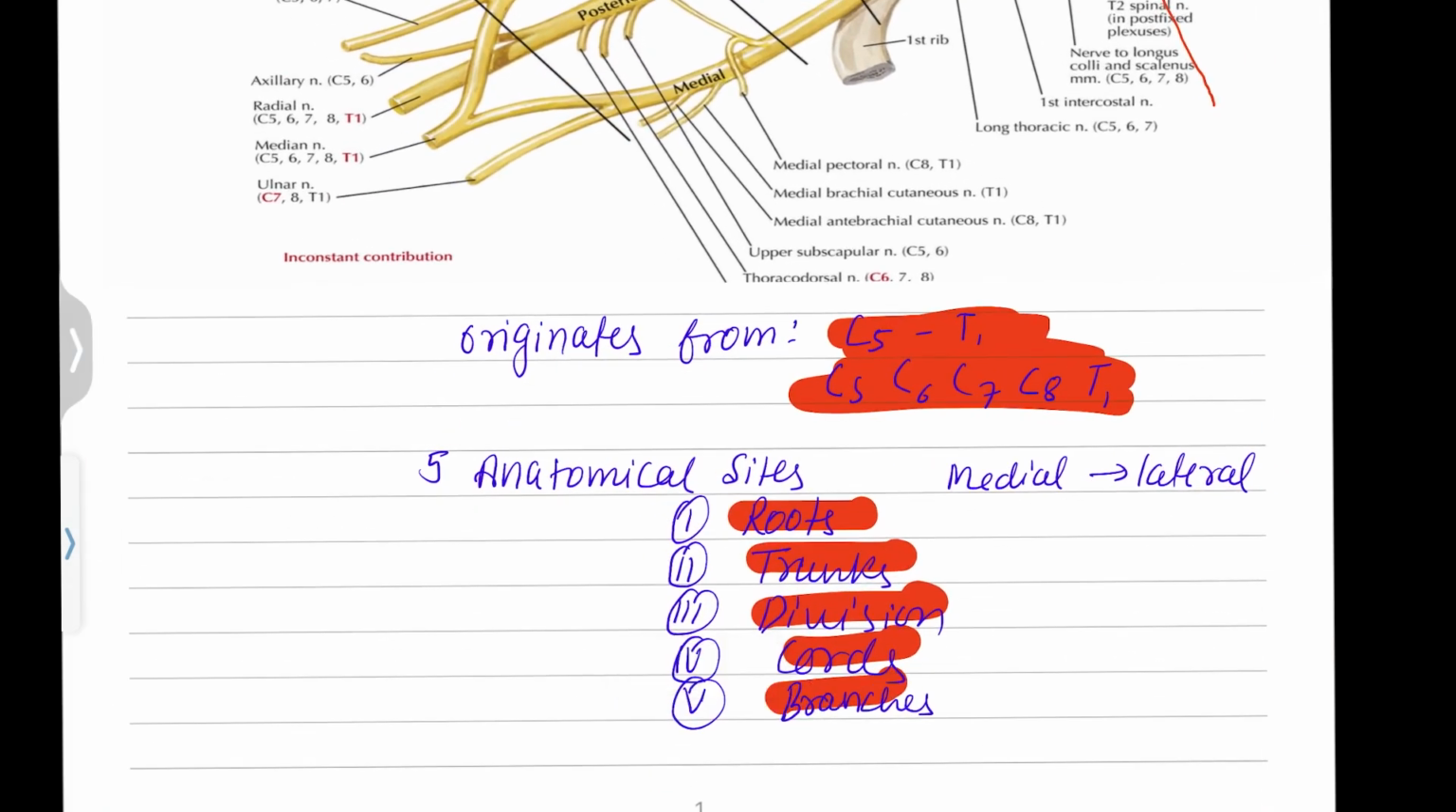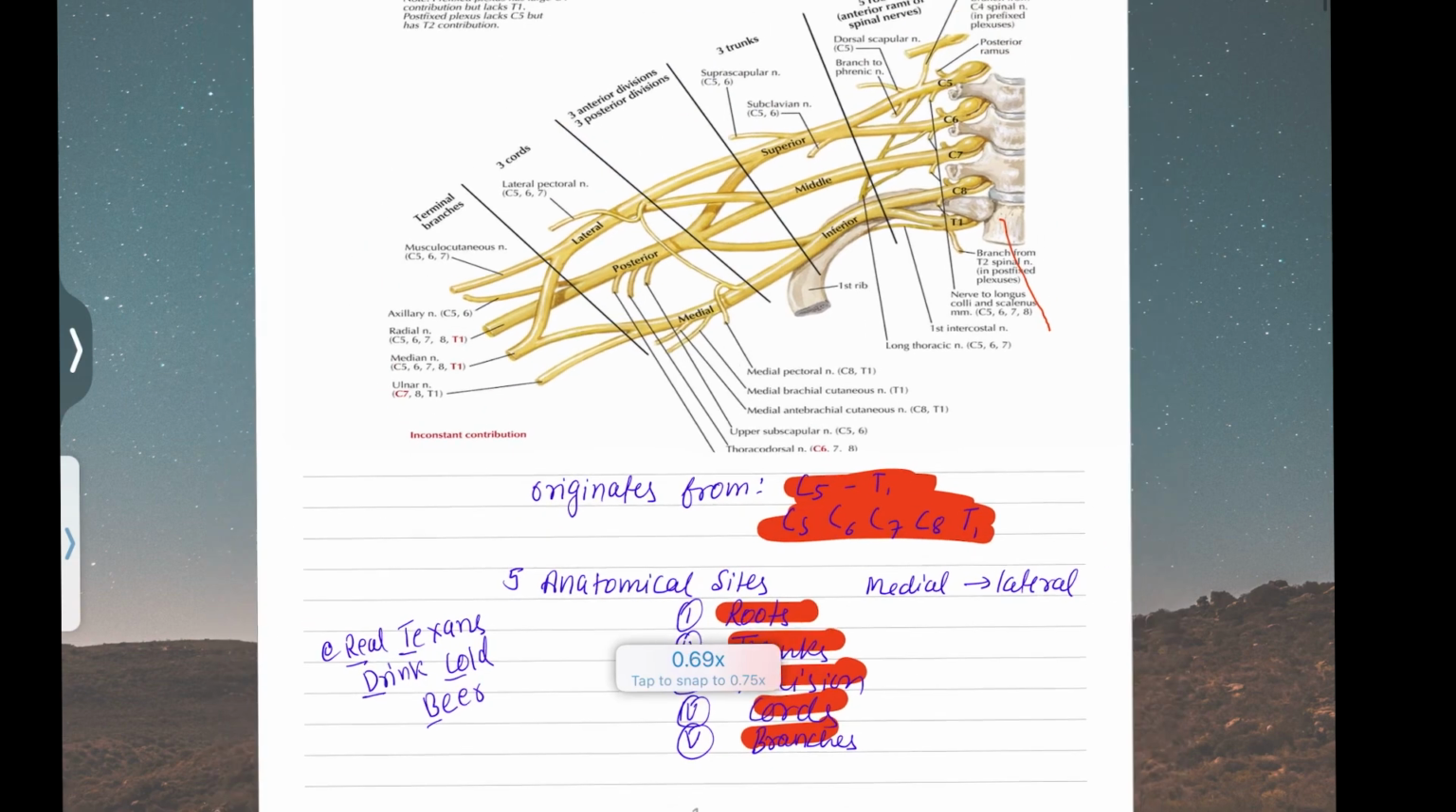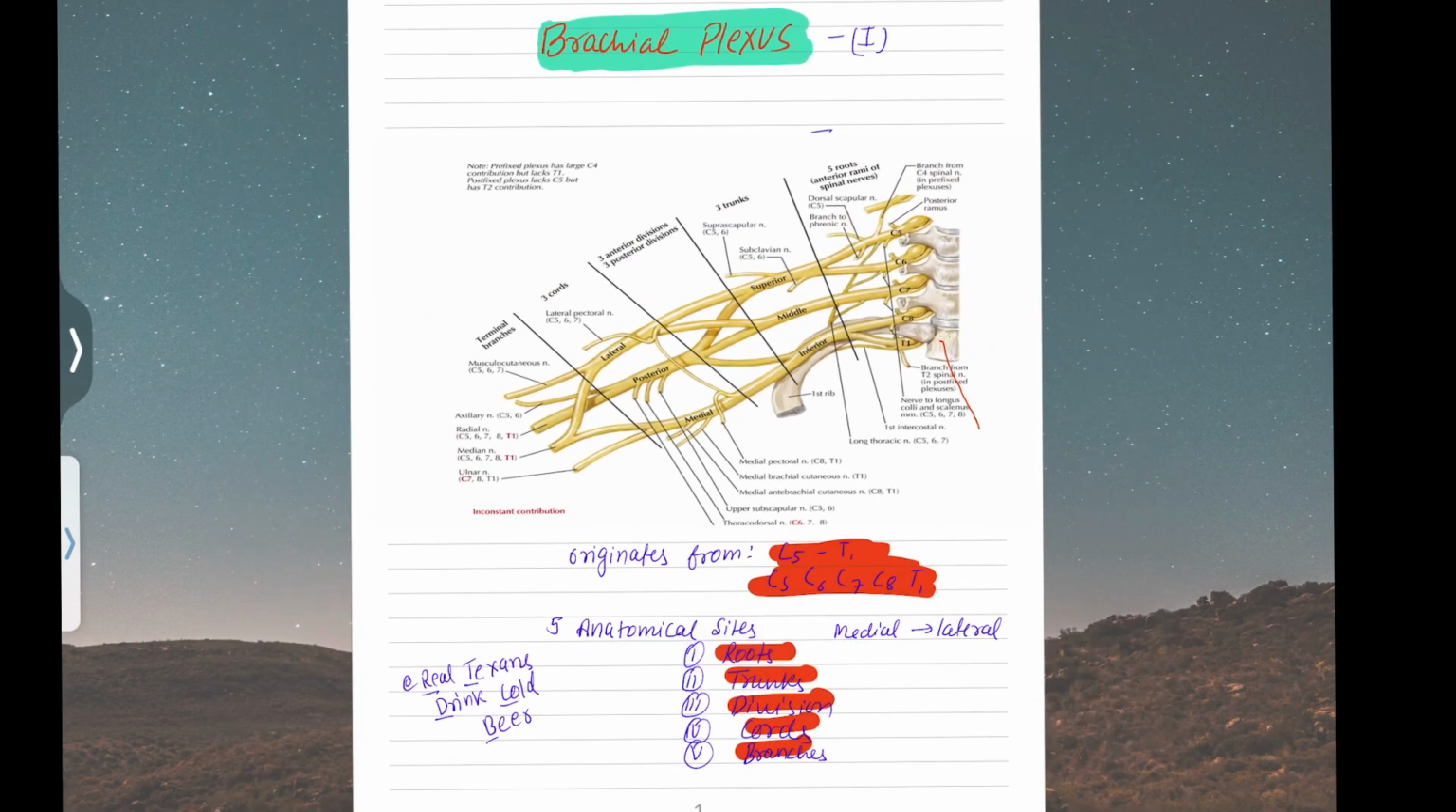There's a very good mnemonic about it. I use this mnemonic for myself: real Texans drink cold beer, where R stands for roots, T for trunks, D for division, C for cords, and B for branches. While we are studying the brachial plexus, we are moving medially to laterally, from the posterior triangle of your neck to the arm.